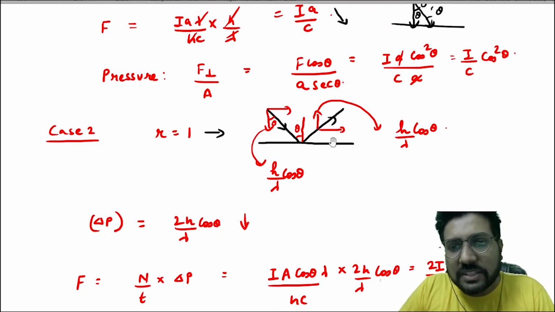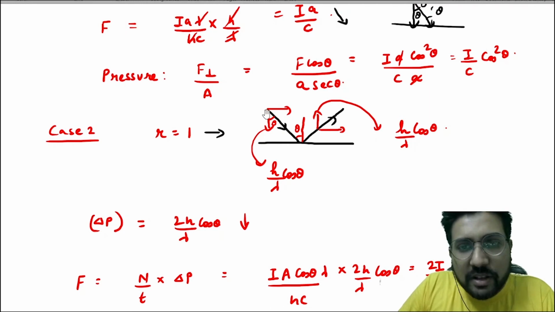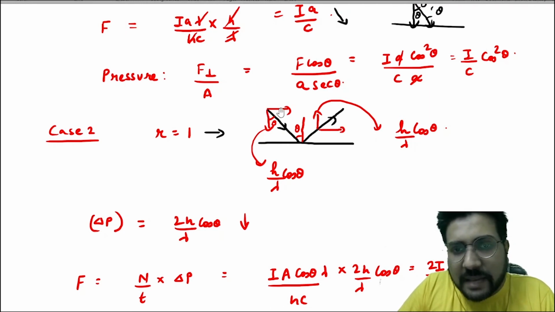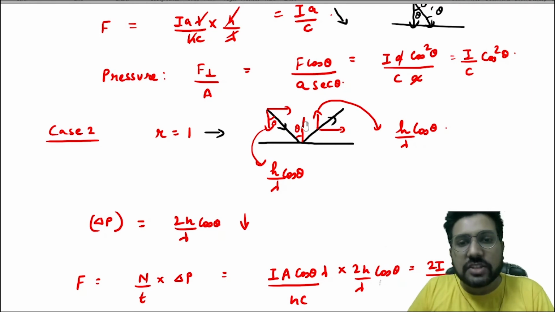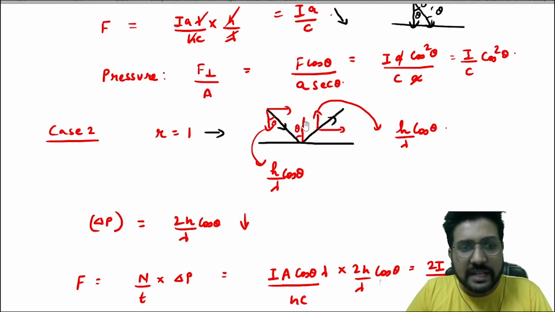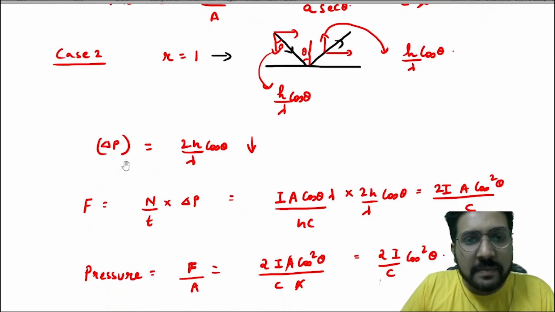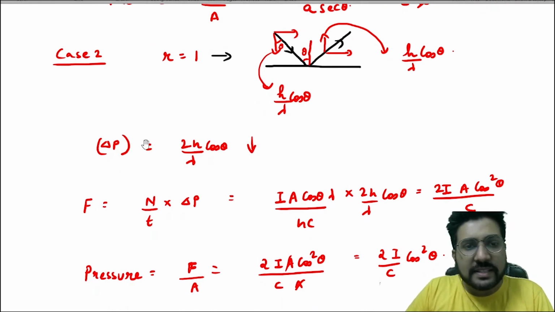You will see that the change in momentum is 2h by lambda cos theta, because this component will remain the same, there will be no change here, and this component has reversed. That means there is a change of h by lambda cos theta minus (minus h by lambda cos theta), that is 2h by lambda cos theta. So the change in momentum is 2h by lambda cos theta, and it is in the downward direction for the surface.